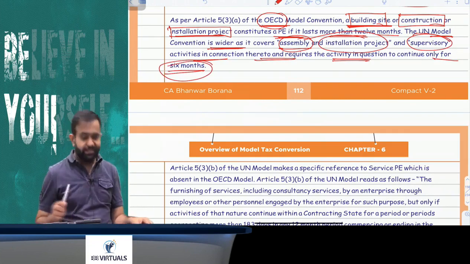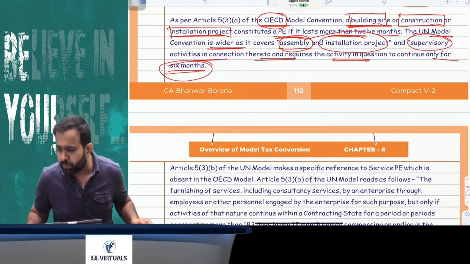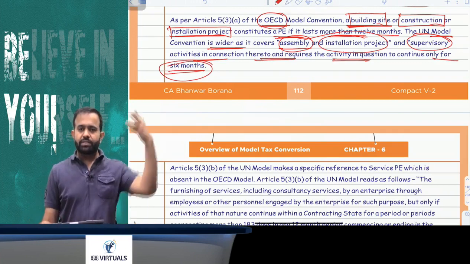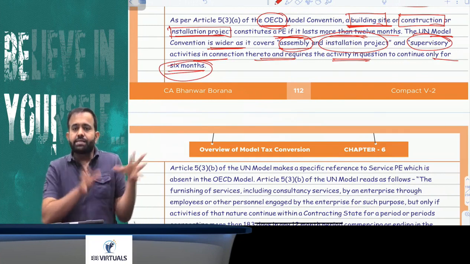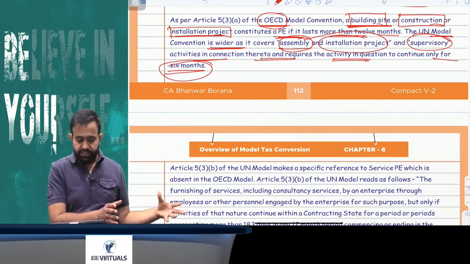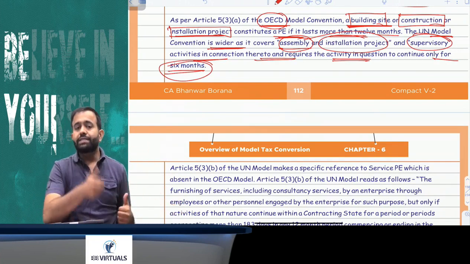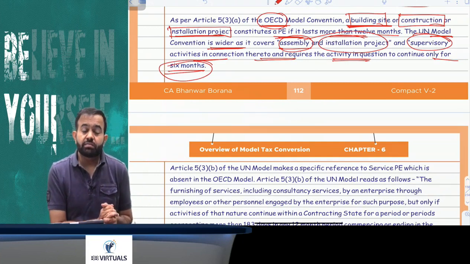So guys, there is some difference. The question is: suppose a foreign enterprise is doing some activity in India, and they are just at a building site, construction site or installation project. Will that also be treated as a PE?